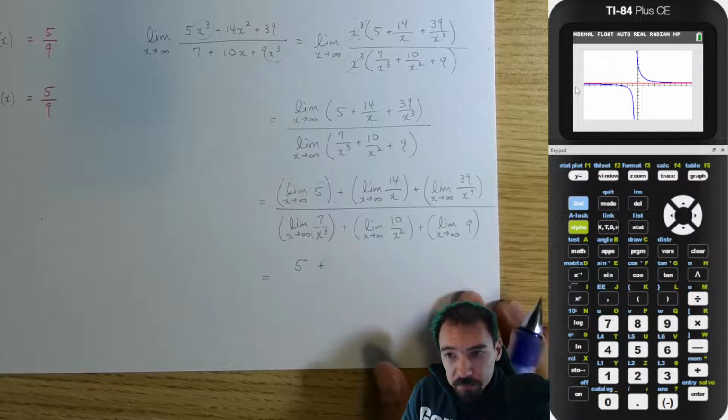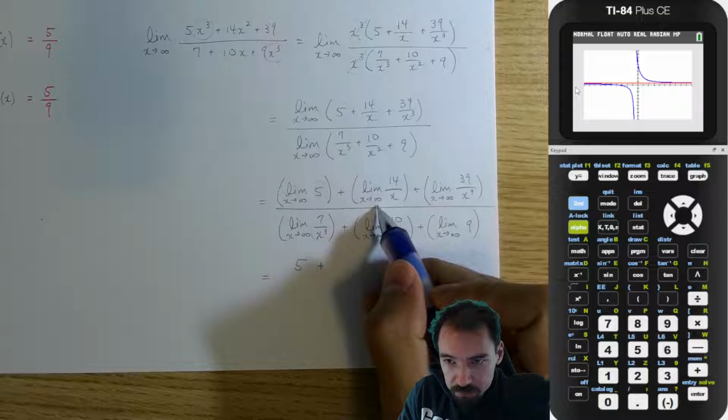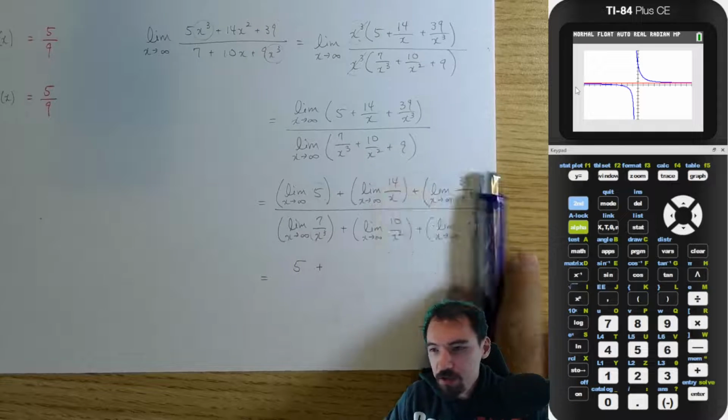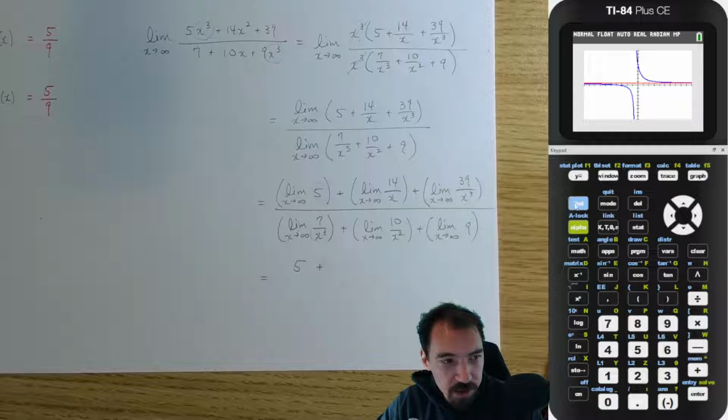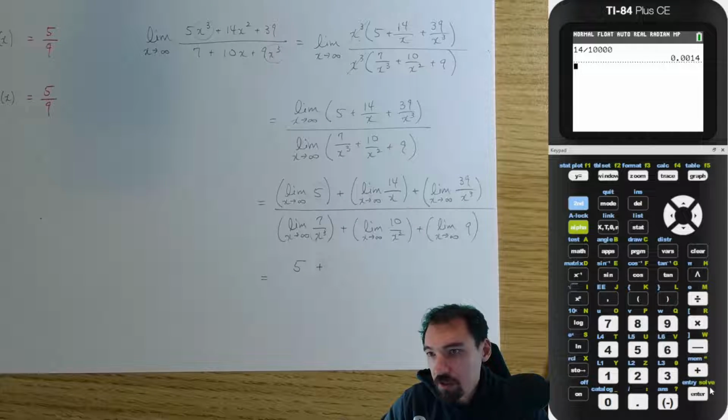now here's the deal. As x becomes a very big number, 14 divided by a big number. So let's just go back to the home screen in the calculator and think about this together. What if I take 14 and I divide it by like 10,000? 1, 2, 3, 4 zeros. Oh, one more zero. And hit enter. That's 0.0014. That's a fairly small number.